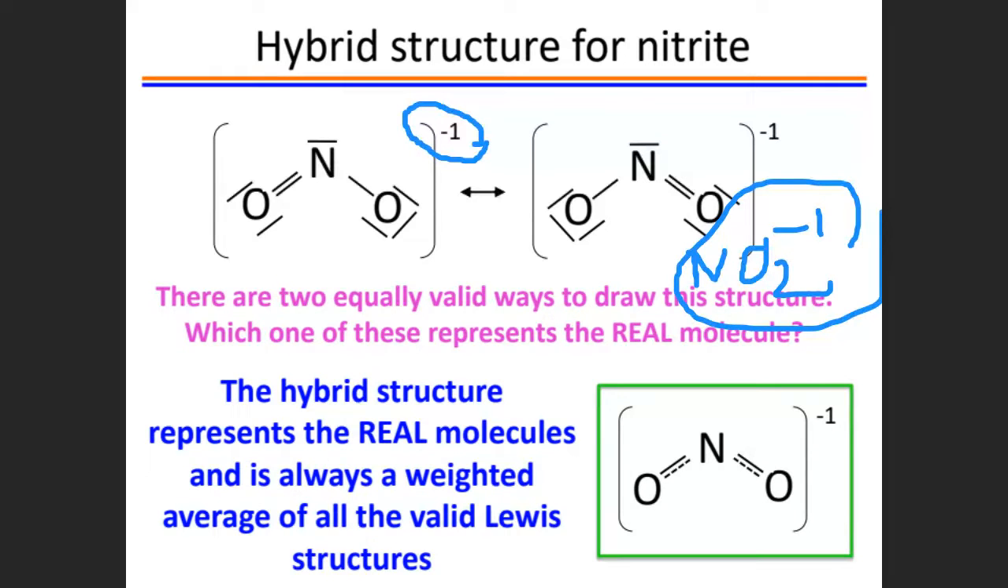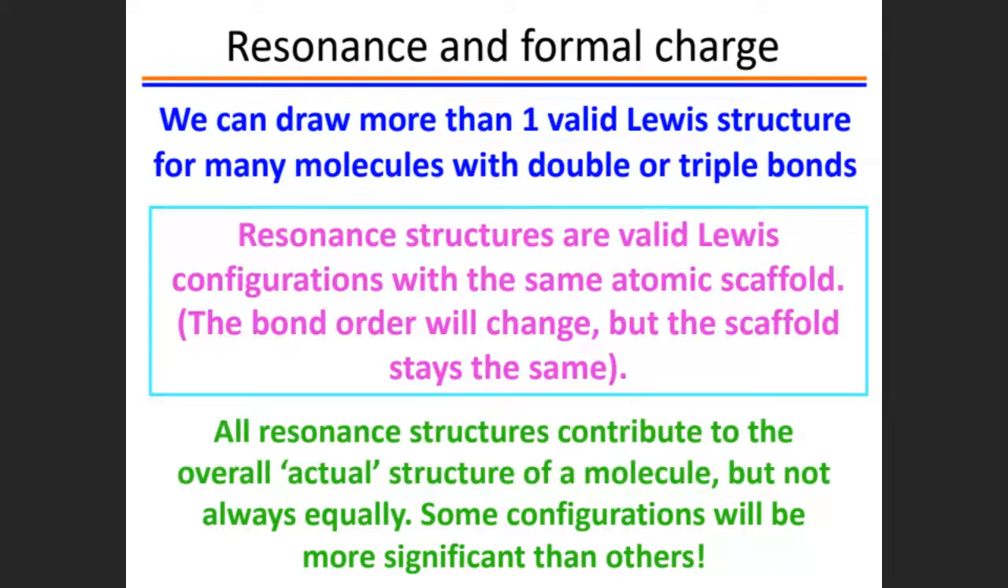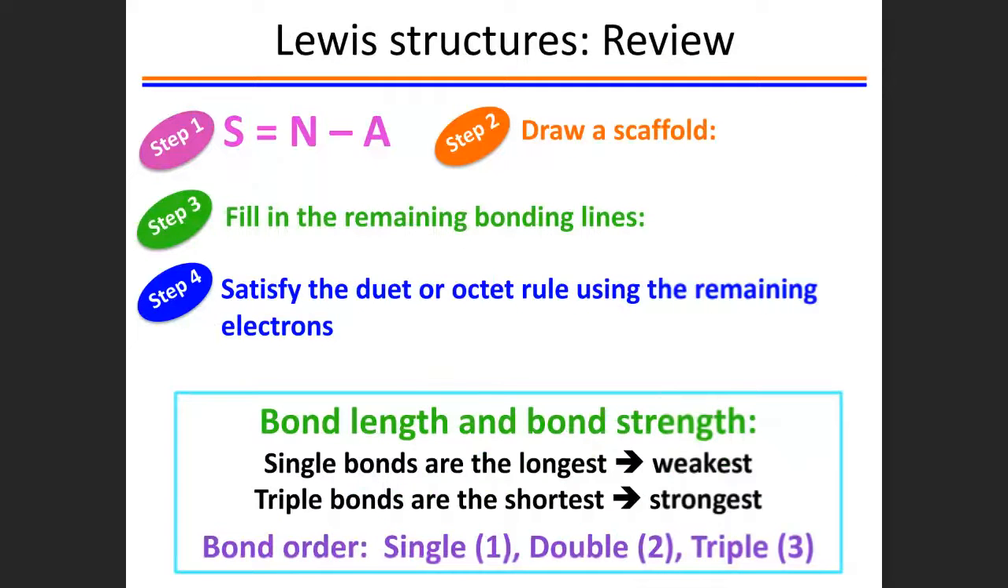And overall the charge is -1, correct? We are going to see why it happens and how it happens, and we can totally quantitatively calculate and prove these things. All resonance structures contribute to the overall actual structure of a molecule, but not always equally. That is our principle here.